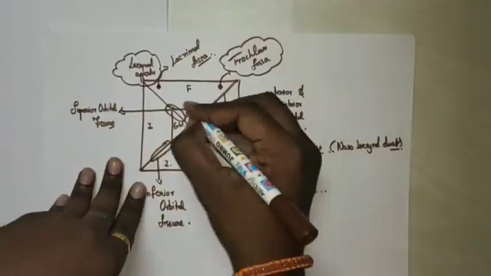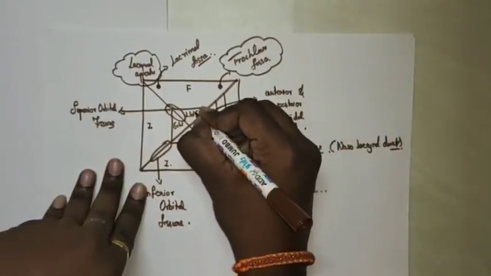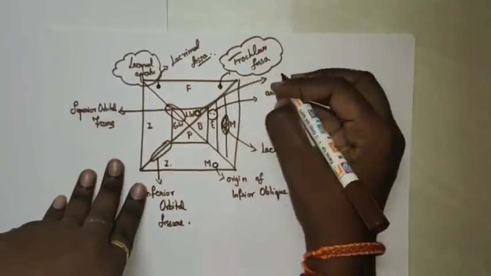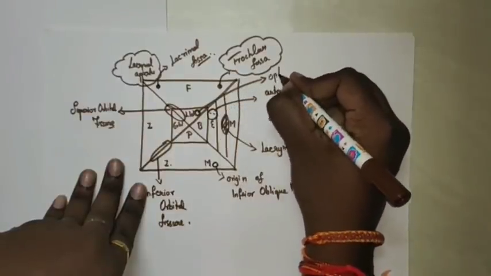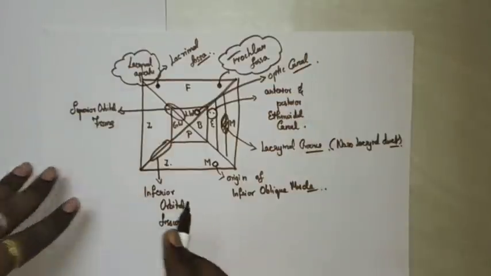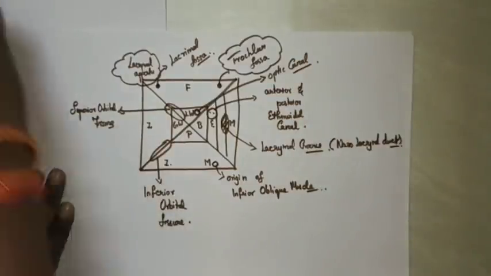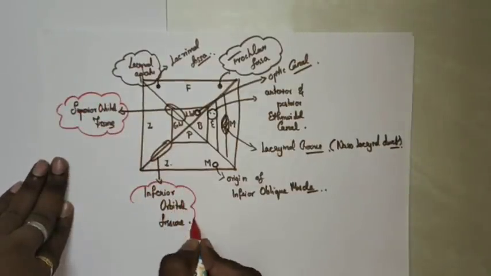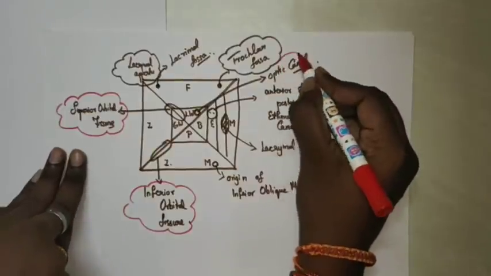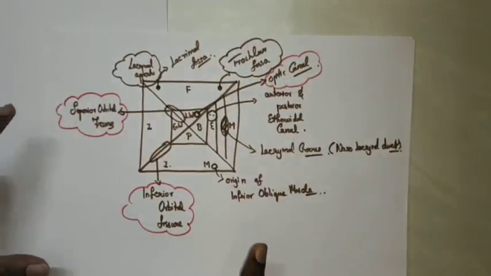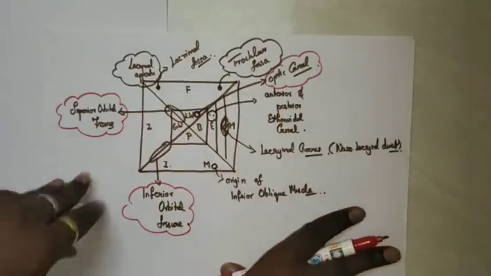And another main content of the orbit is the optic canal. This superior orbital fissure, inferior orbital fissure, and the optic canal carry most of the contents of the orbit, which will be discussed later.